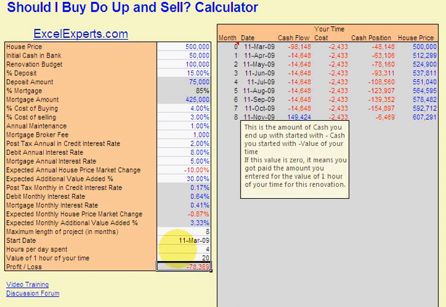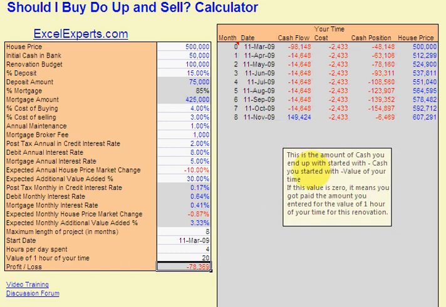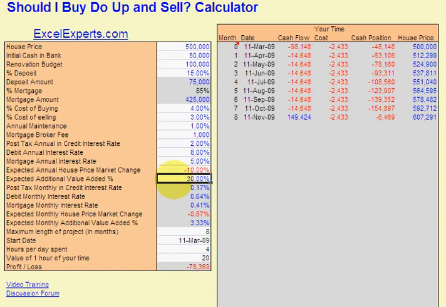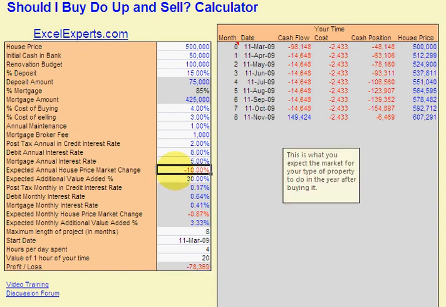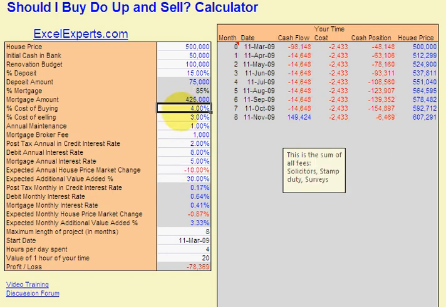So if we have a look at the profit and loss, in this case we stand to lose 78,000. The breakdown of that is in various things, but primarily we're not really adding enough value, and very importantly the house price is going down. There's also very big costs of buying and selling here.